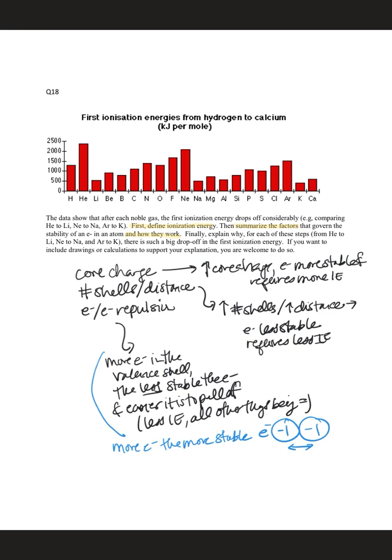The last part that I was looking for was to explain why, for each of these steps, from helium to lithium, neon to sodium, and argon to calcium, there's such a big drop-off. What I really wanted was the specific ways that each of these varied. You didn't have to do all of them, you could pick one, but you needed to explain what happens with core charge when you make a change, for example, from helium to lithium or neon to sodium, and how that helps to explain this or this or this.